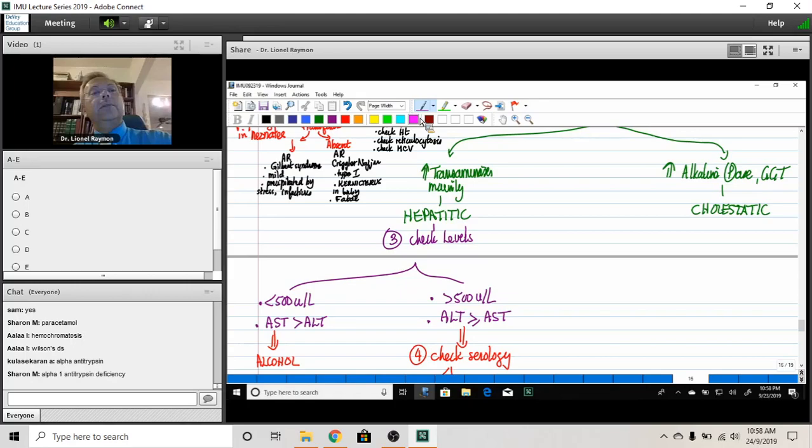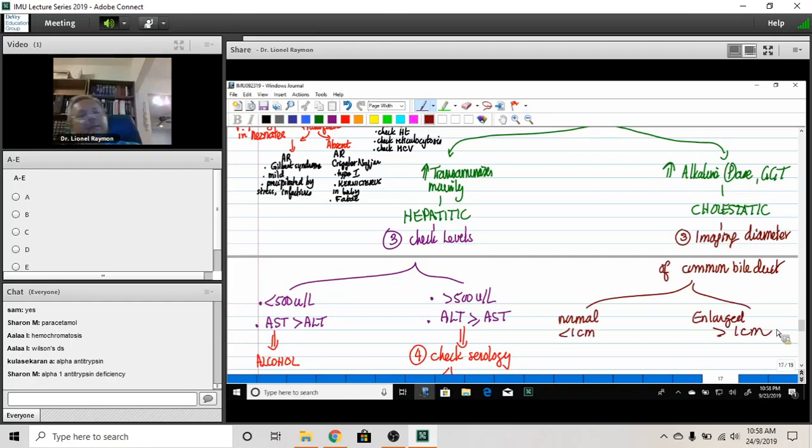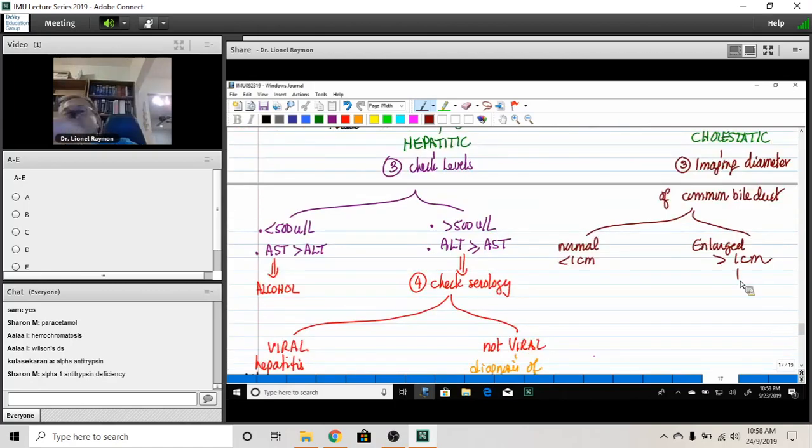And when you look at the common duct, you end up with 2 groups of patients. The one where it's normal, less than 1 centimeter in diameter, and the one where it's enlarged, more than 1 centimeter in diameter. And if it's enlarged, then you know your cholestasis is extrahepatic.